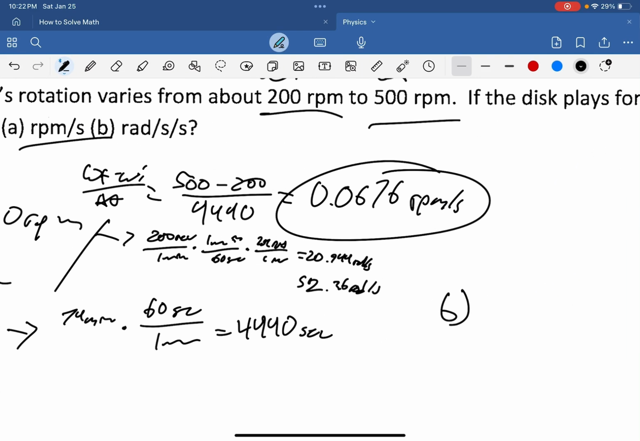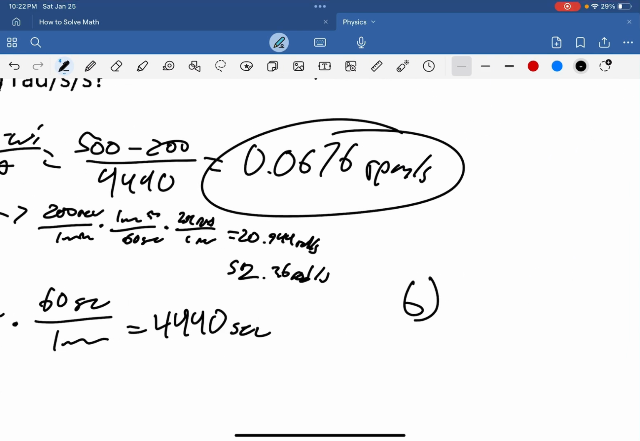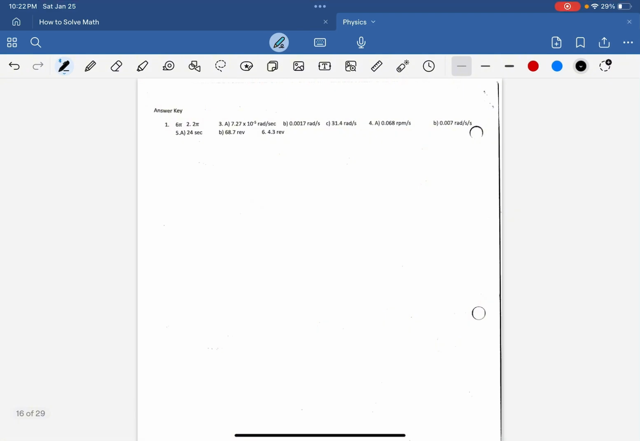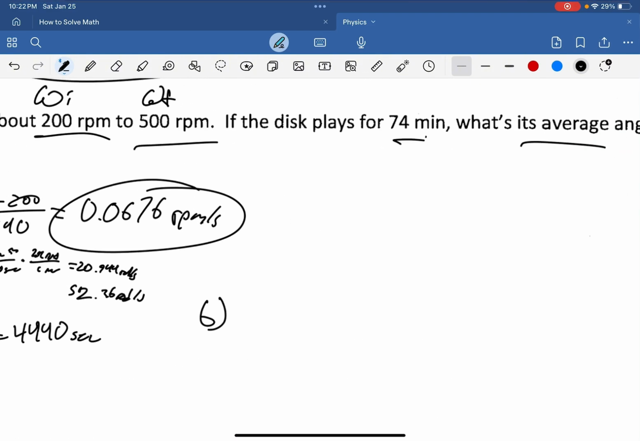Anyways, this is where I really recommend you just use a calculator and input these in. So let's do this. Minus 20. And then divide by 4440. Let's see if that's correct. Yep, okay, it is correct. I just wanted to make sure first.